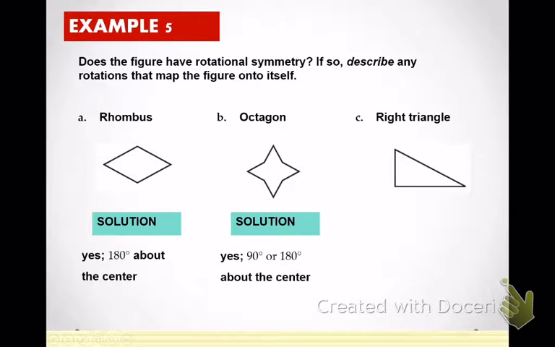Right triangle. Does this have rotational symmetry? Seth? 180 would make it look like, if we rotated it 180, it would look like this. Is that rotational symmetry? No. It doesn't. There's no rotational symmetry on this. There has to be something the same in the figure for it to be rotational symmetry. None of these sides are the same length, so there's no way it could have rotational symmetry.